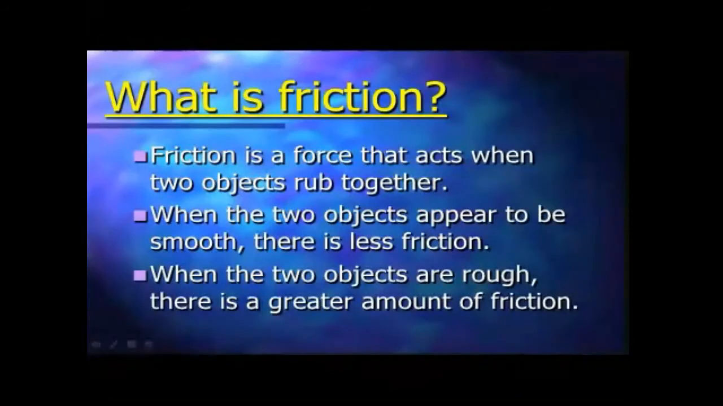Now, friction. The force between two surfaces is called friction. So, friction is also a force. Sometimes friction is less and sometimes friction is greater. It depends on the object. When the objects are smooth, there is less friction. When two objects are rough, like rock and sand, there is a greater amount of friction.